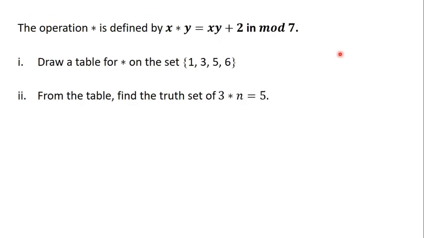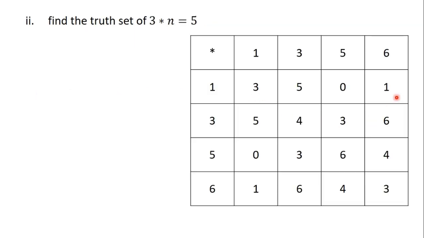Bye-bye. Welcome back. We started solving this question in the previous video, and we drew the table for star on the set 1, 3, 5, 6. In this video, we are going to use the table we drew in the previous video to find the truth set of the equation 3 star n is equal to 5. So we are going to use this table to find the truth set of 3 star n is equal to 5. We drew the table for the operation star on the set 1, 3, 5, 6.